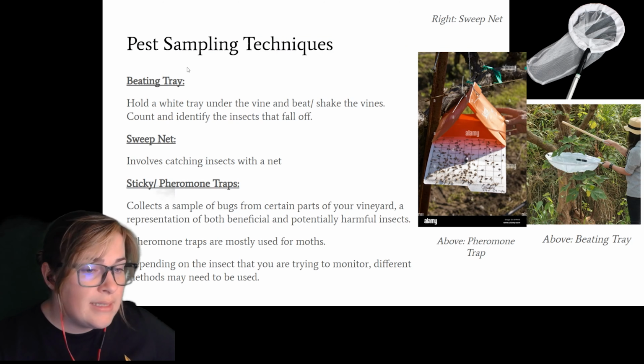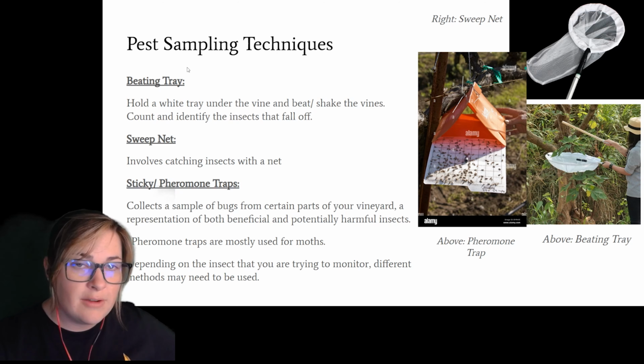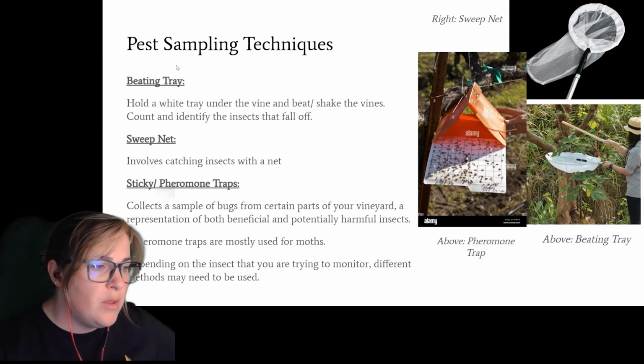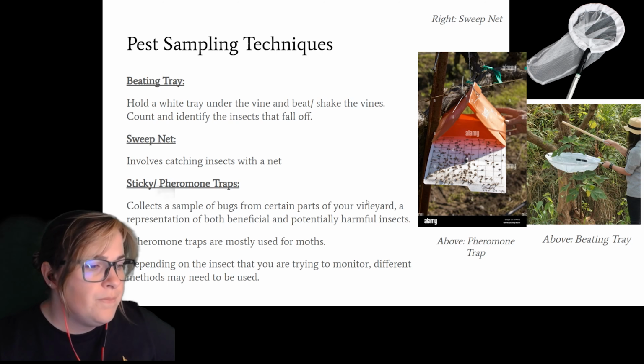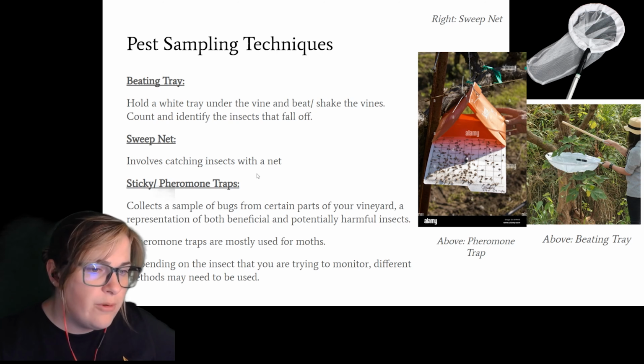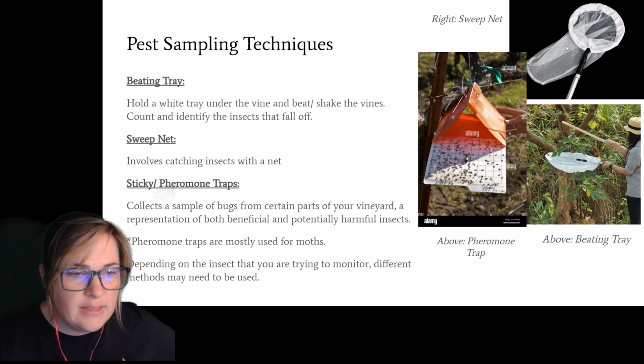Cool. Pest sampling techniques. This is important. This will definitely be on the exam. Knowing when to use a beating tray versus a sweep net versus sticky or pheromone traps will be important. All the information that you will need should be on the slides for that. I'm not going to do anything too tricky. Just know that sweeping nets are very helpful for things that are flying, right?